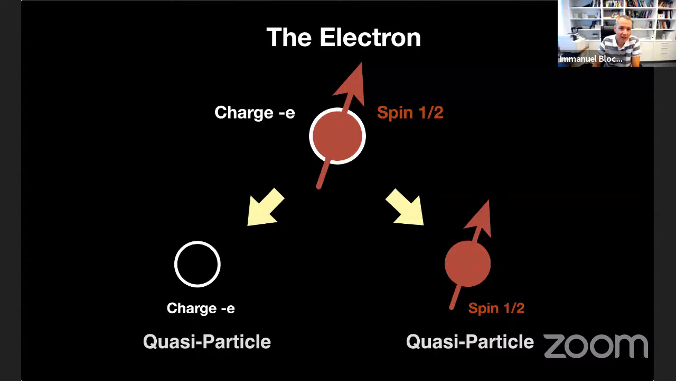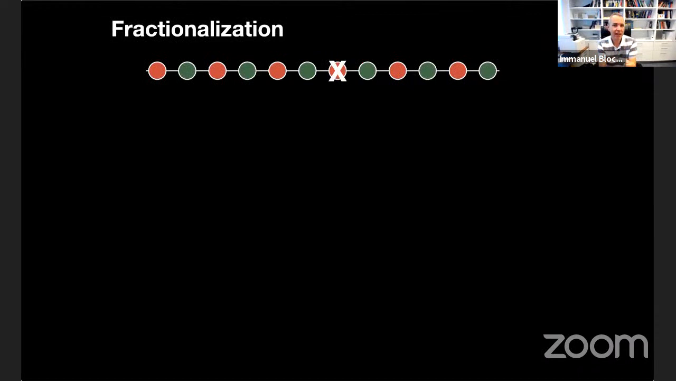But now we want to do this experiment in this 1D system. So we could inject an electron into this cartoon picture of a Heisenberg antiferromagnet, or alternatively, you can also remove an electron from the system, which is basically the same thing as injecting an anti-electron with a spin into the system. And then we see what happens.